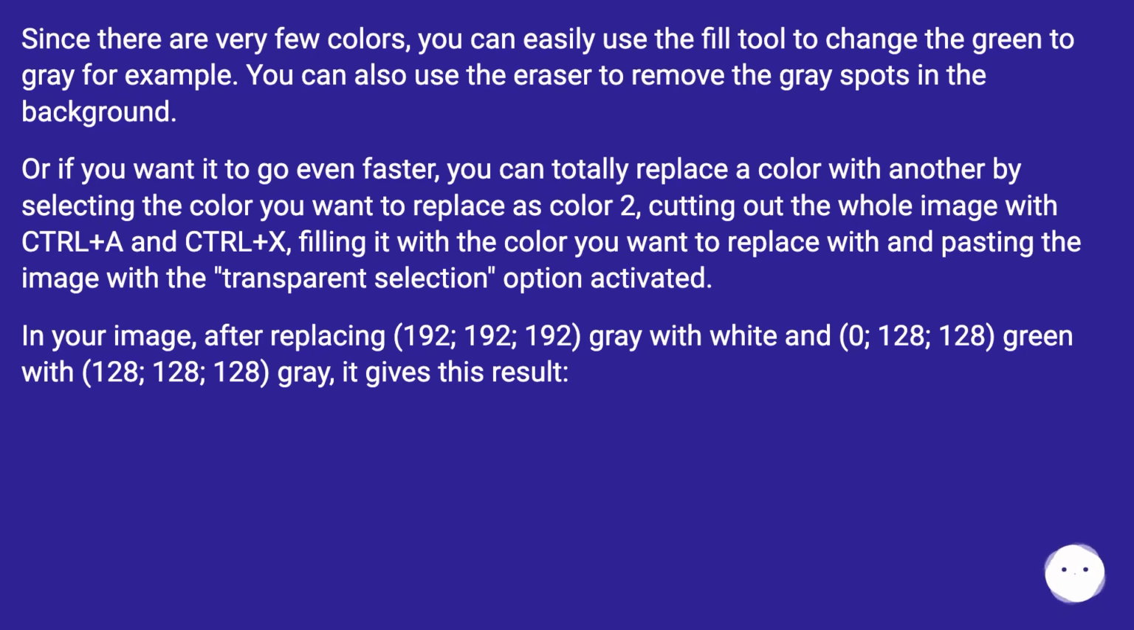Or if you want it to go even faster, you can totally replace a color with another by selecting the color you want to replace as color 2, cutting out the whole image with Ctrl+A and Ctrl+X, filling it with the color you want to replace with, and pasting the image with the transparent selection option activated. In your image, after replacing 192, 192, 192 gray with white and 0, 128, 128 green with 128, 128, 128 gray, it gives this result.